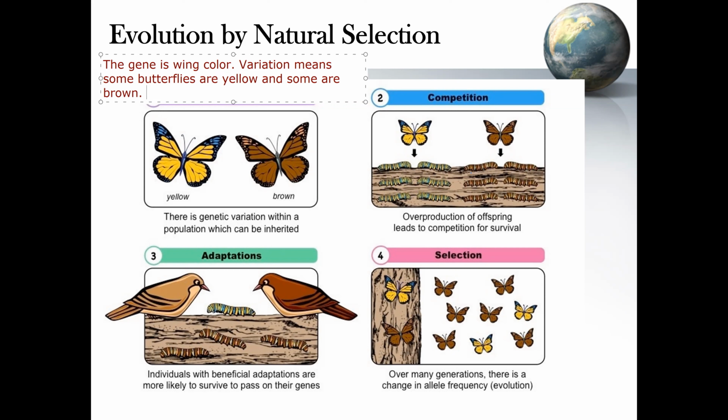If all the butterflies look the same, then they all have an equal chance of being eaten. Right? For natural selection to occur, some of the individuals have to be better at surviving. So let me repeat that. For natural selection to occur, some of the individuals have to be better at surviving than others.